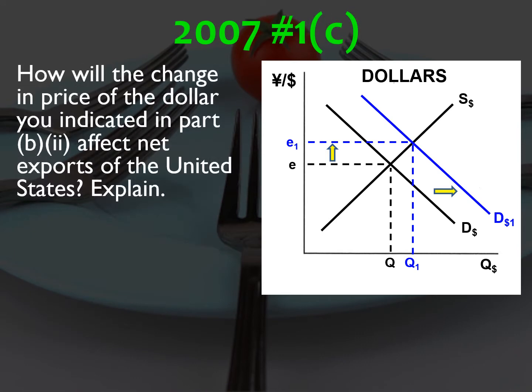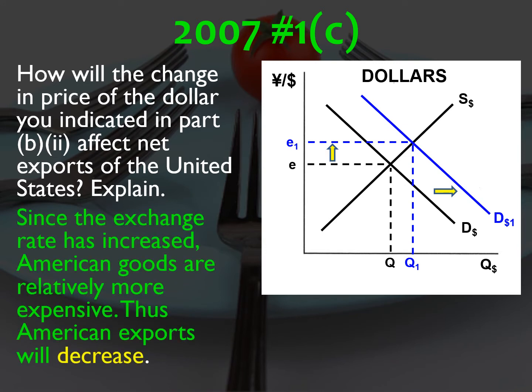Part C, how will the change in the price of the dollar you indicated in part B2 affect net exports of the United States? So now that the exchange rate has gone up, American goods are now relatively more expensive. Thus, American exports will decrease. So American goods are now more expensive.